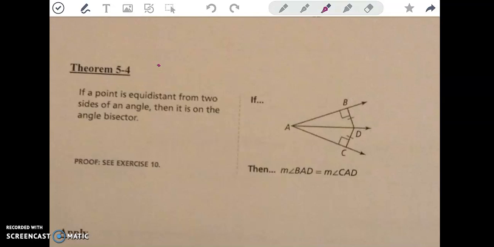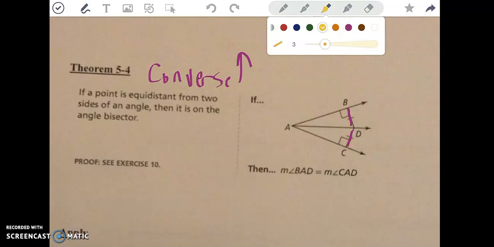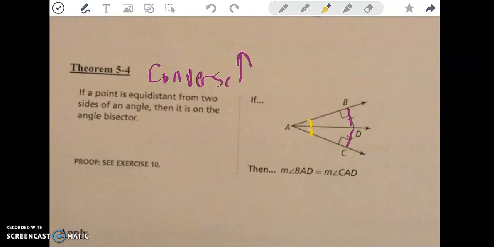And Theorem 5.4 is basically the converse of the one above. So now it's saying if a point is equidistant from two sides of an angle, then it is on an angle bisector. So basically it creates an angle bisector, which means those two angles are going to be the same. So if this angle happens to be 27, then because it bisects, creating two equal angles, this is also going to be 27.